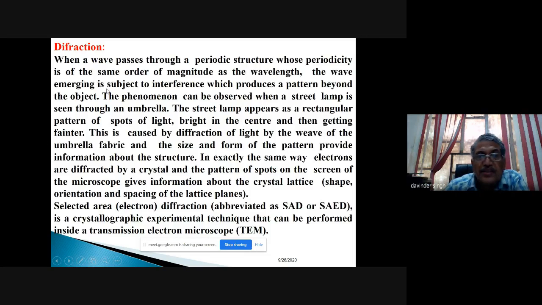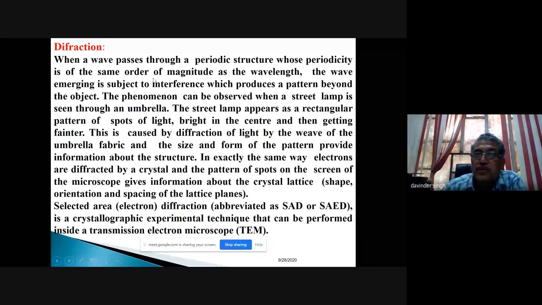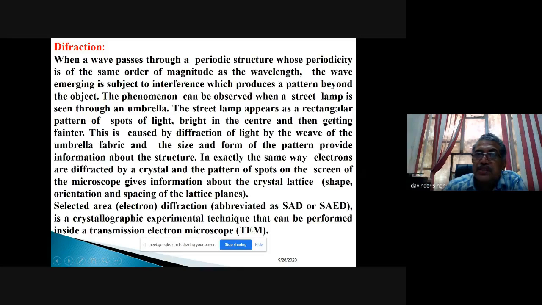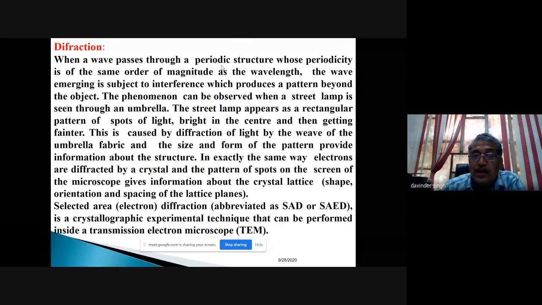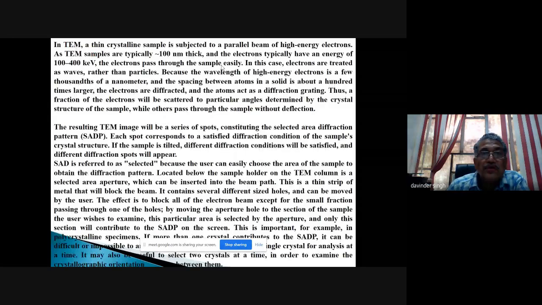So in that case, when a wave passes through a periodic structure whose periodicity is of the same order of magnitude as the wavelength, then the wave emerging is subject to interference, which produces a pattern beyond the object. This phenomenon can be observed when a street lamp is seen through an umbrella. It is a common example, just to understand the basic idea of how you get this pattern, the selected area diffraction, which is very common for crystalline structures. Okay, so in TEM generally people are using this.